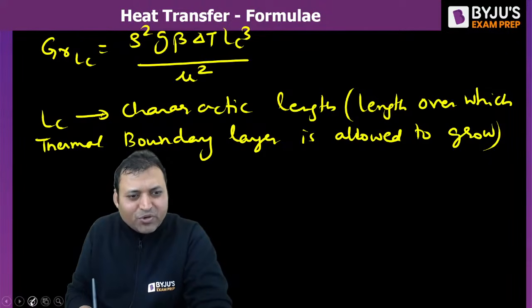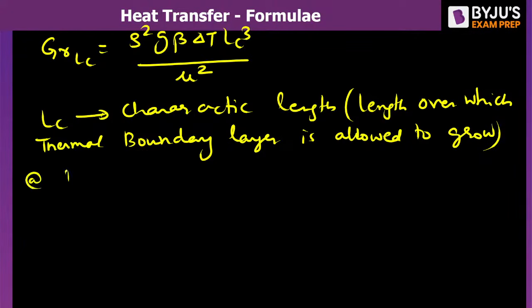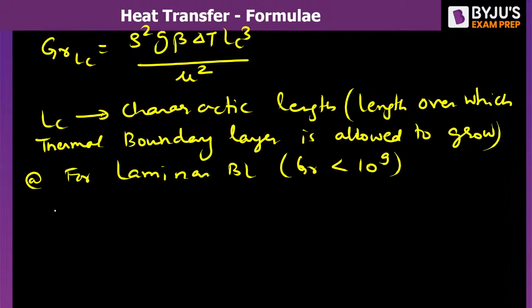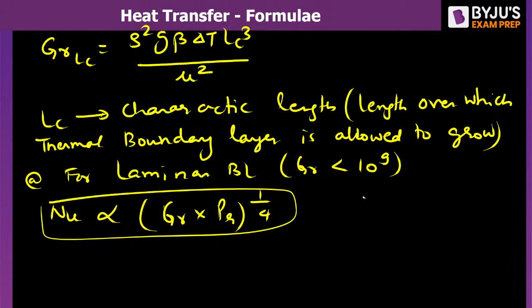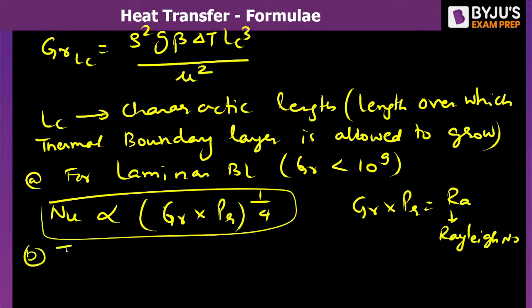Now, important portion is for laminar boundary layer. For laminar boundary layer, when the Grashof number is less than 10 to the power 9, Nusselt number is proportional to Grashof number multiplied by Prandtl number to the power 1 by 4. And Grashof number into Prandtl number is called as Rayleigh number. And for turbulent boundary layer, what will be the formula?